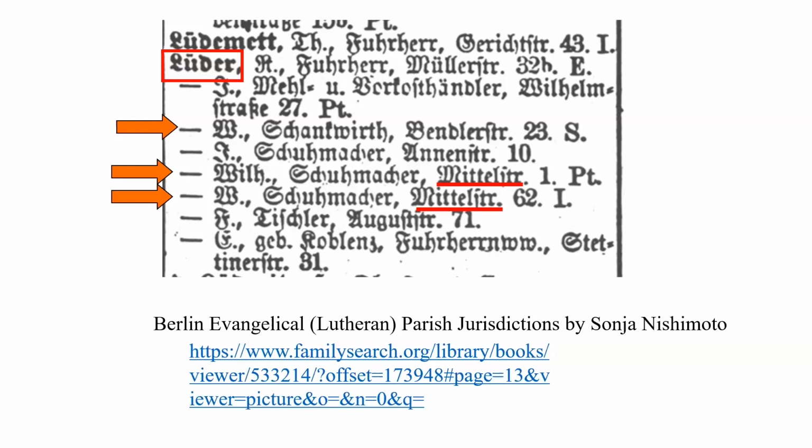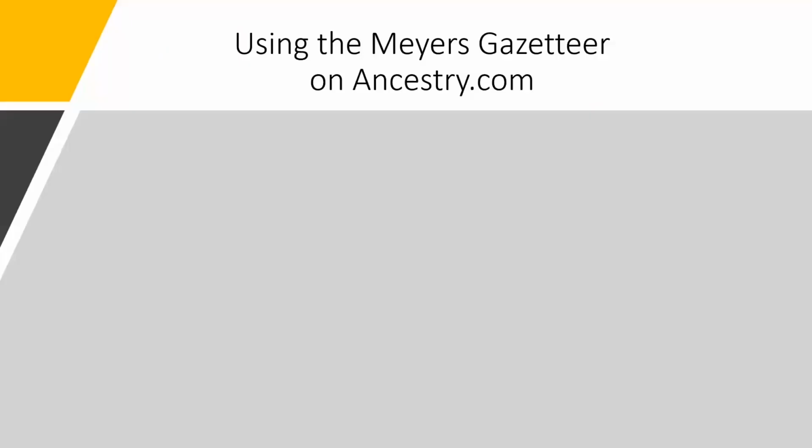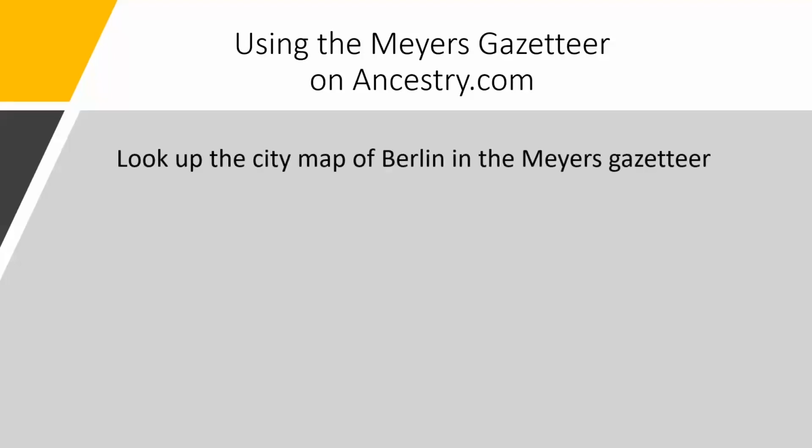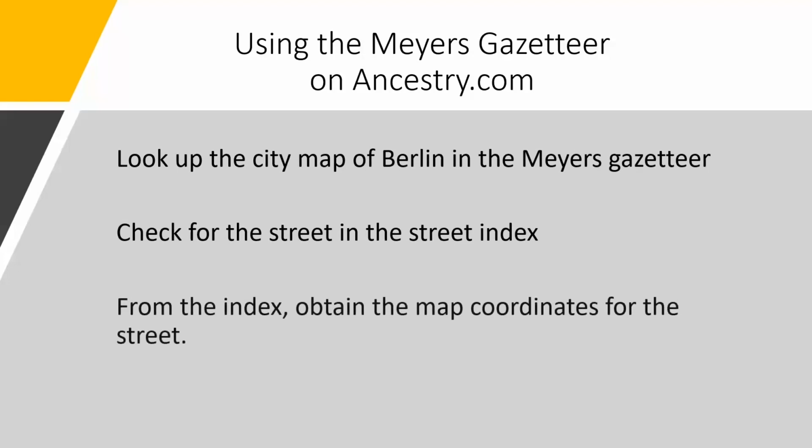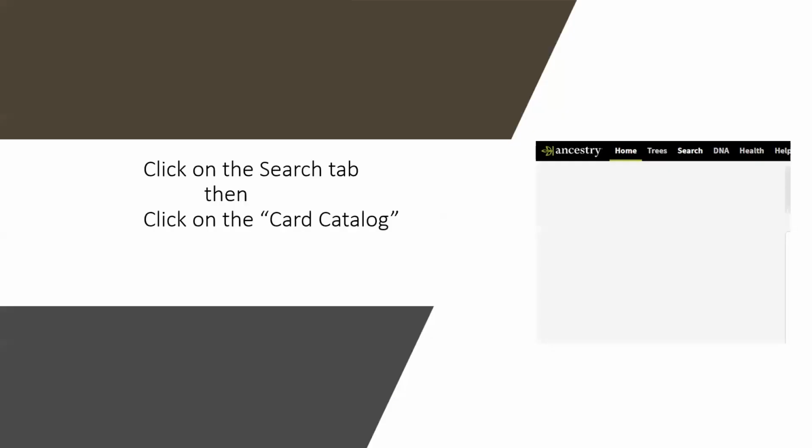Had there not been a special index for Berlin, then the following process would have been followed. First, use the Meyer's Gazetteer on Ancestry.com to look up the city map of Berlin. Second, check for the street in the street index. Third, obtain the map coordinates for the street.